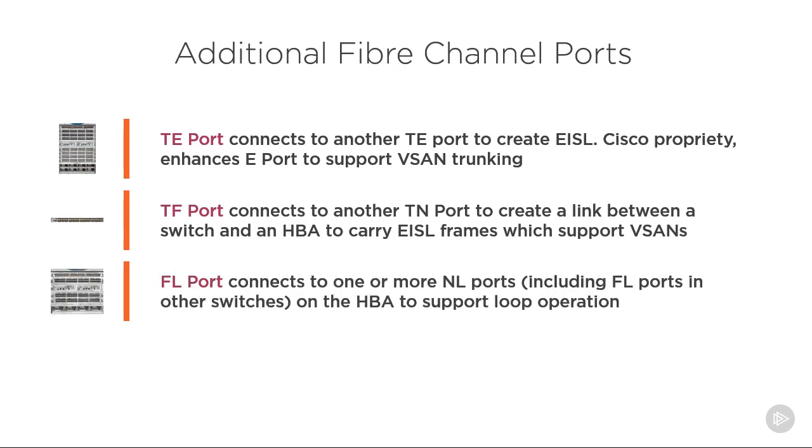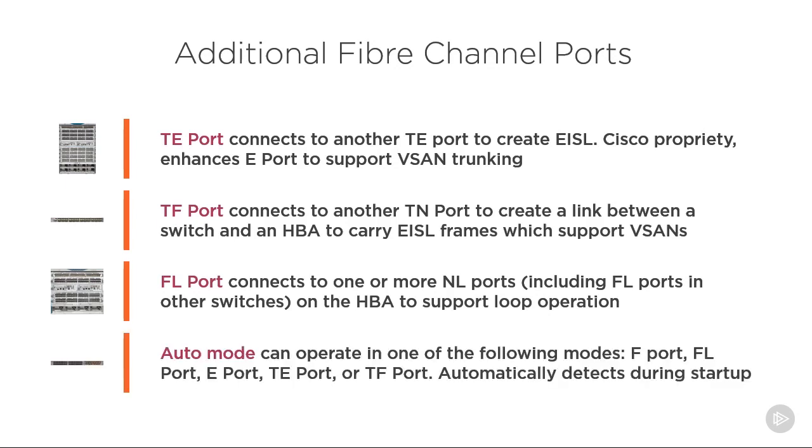The FL port is going to be used to connect to NL ports. These are loop ports that are going to be used when we create a Fibre Channel loop network, very similar to Token Ring in the physical design. So FL ports and NL ports are used to create a looped Fibre Channel network topology, and we're not going to spend much time working with those throughout this course.